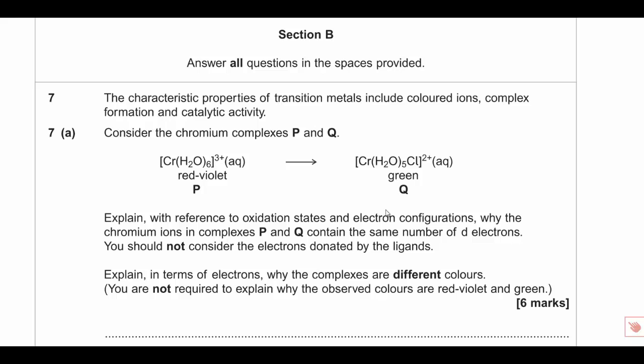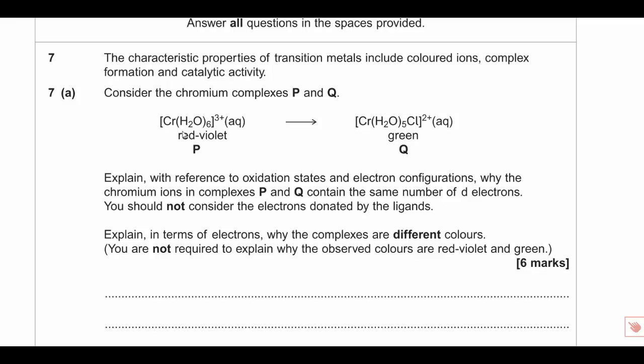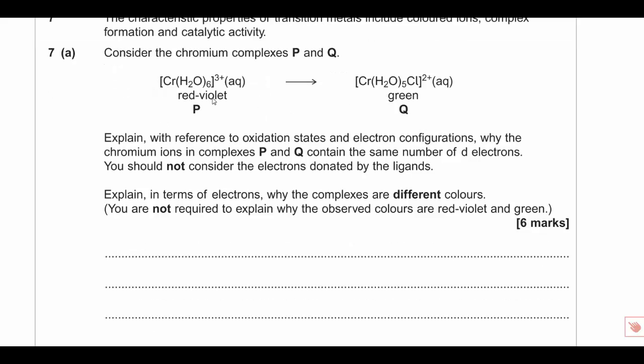So on to section B. I think there's only 8 questions on this one. So look, red, violet, green. Anyway, coloured ions, complex ions, and all the rest of it. And we're talking about chromium here and the colours. It's explained with reference to oxidation states and electron configurations why the chromium ions and complexes P and Q contain the same number of d electrons. You should not consider the electrons donated by the ligands. Explain in terms of electrons why they're different colours.